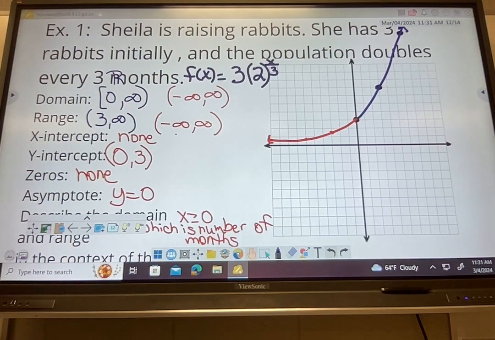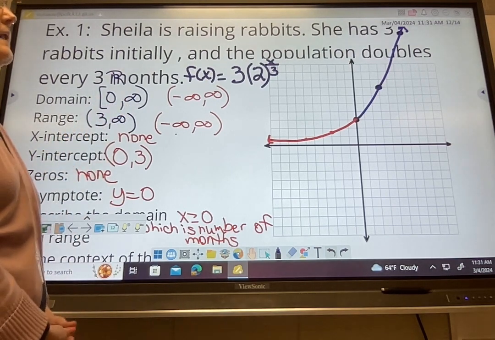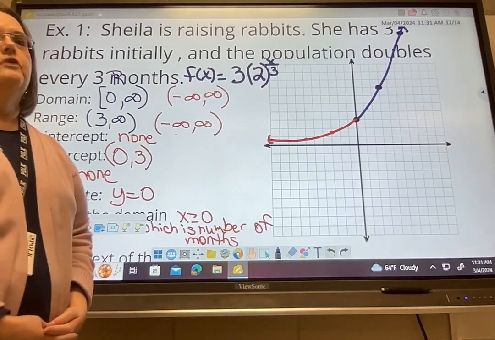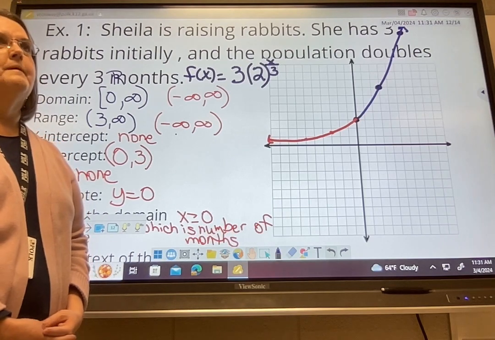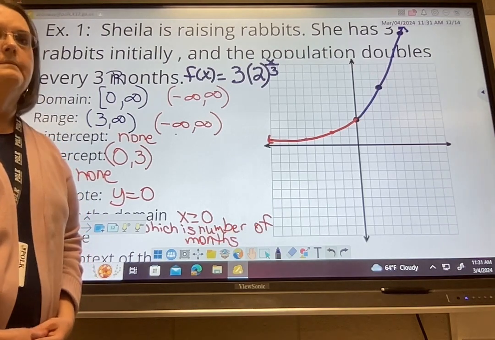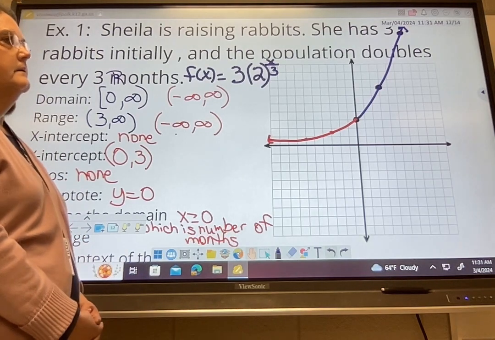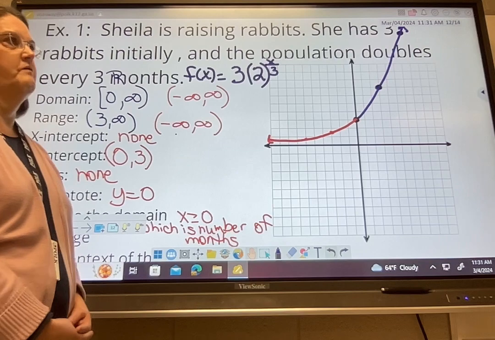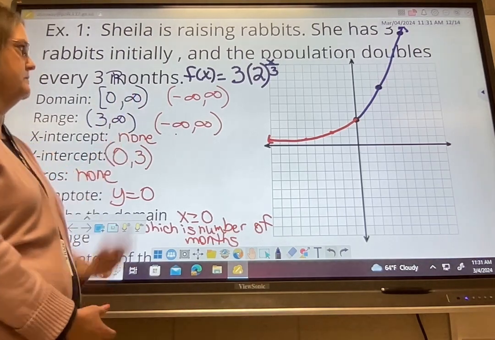Now, the domain says 0 to infinity because the domain is the number of months. And I put infinity, but really and truly, no scientist is going to observe a rabbit population to infinity months. So usually there would be a time cutoff. So if I said 3 years, well, 3 times 12 would be 36, and so I would end it at 36, but I left it this way for this.